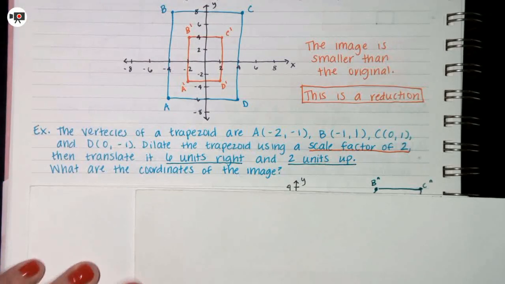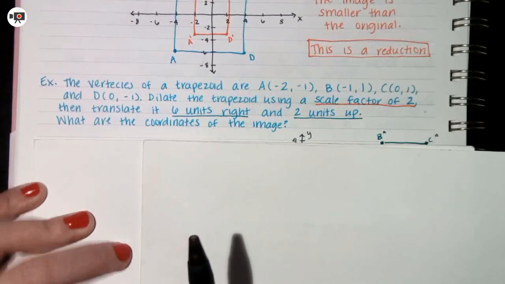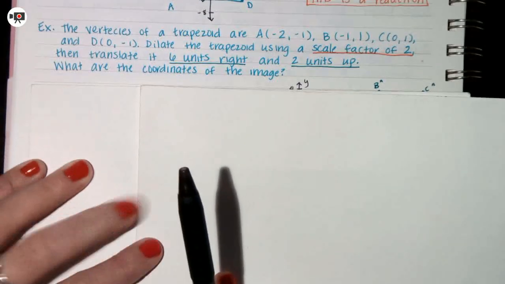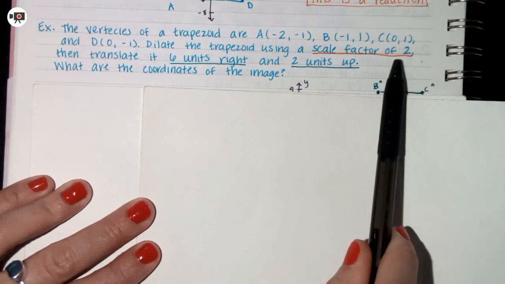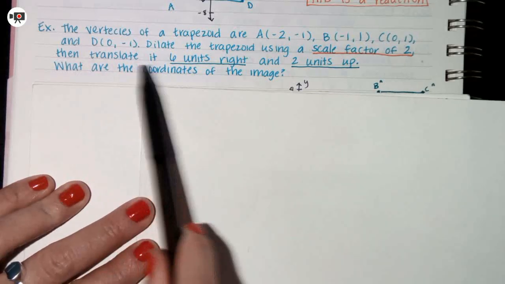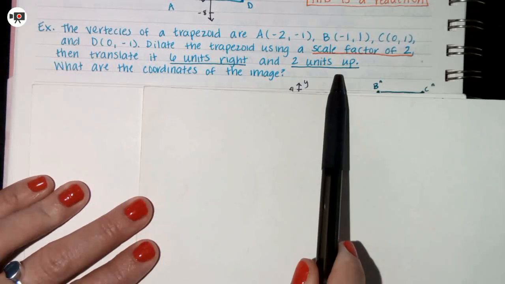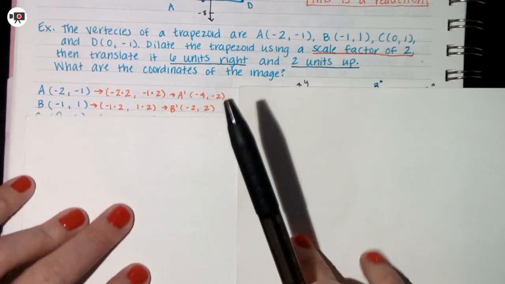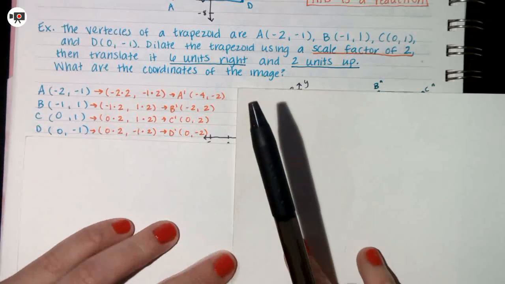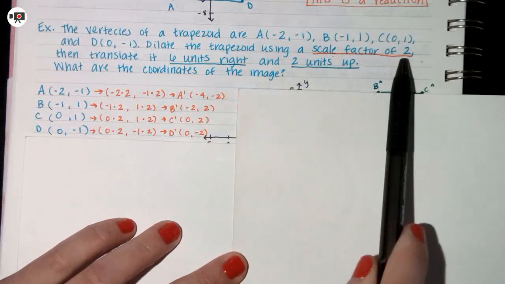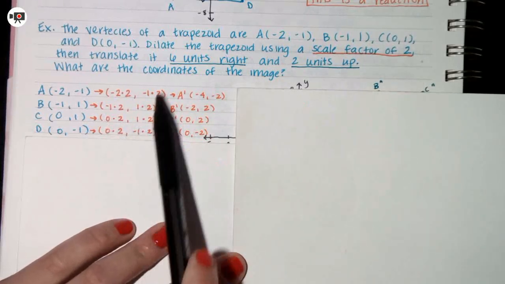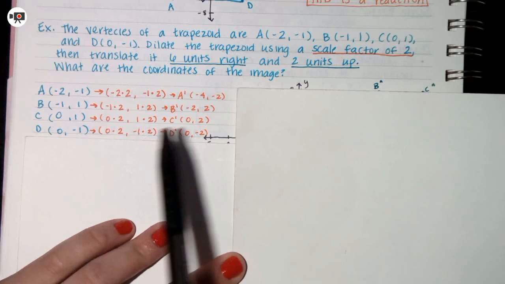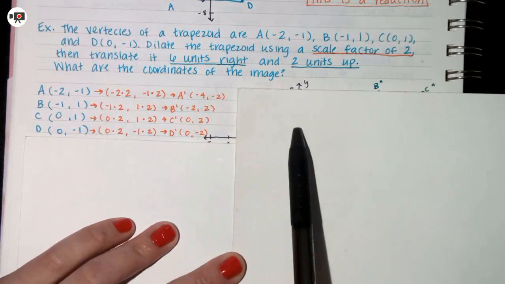And finally, the vertices of a trapezoid are given as A, B, C, and D. We're going to dilate the trapezoid using a scale factor of 2, then translate it 6 units right and 2 units up. What are the coordinates of the image? To take the original and use the scale factor of 2, each x and each y gets multiplied by 2 to make the primes.